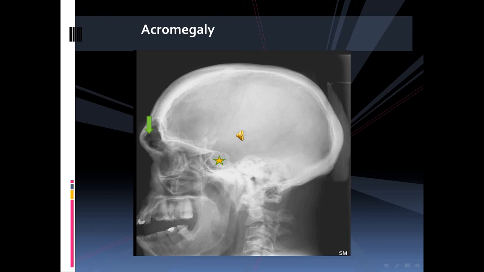Acromegaly is a growth hormonal abnormality, and we have changes in the skull X-ray that will be shown in this X-ray, which is a lateral X-ray of the skull, showing enlargement and thickening of the diploic space of the skull vault. Also, there is enlargement of the frontal air sinus, and on the area of the yellow star, there is a ballooning or enlargement of the pituitary fossa, which is clearly seen.